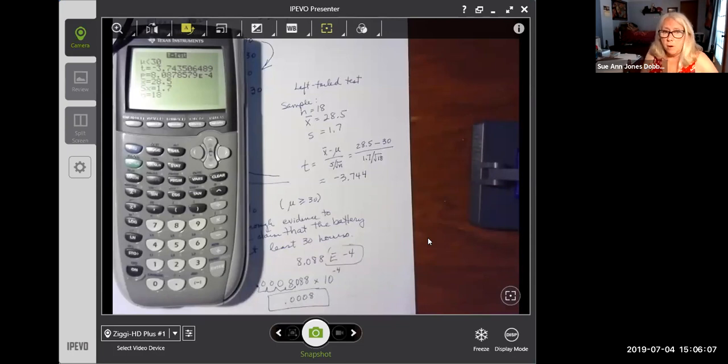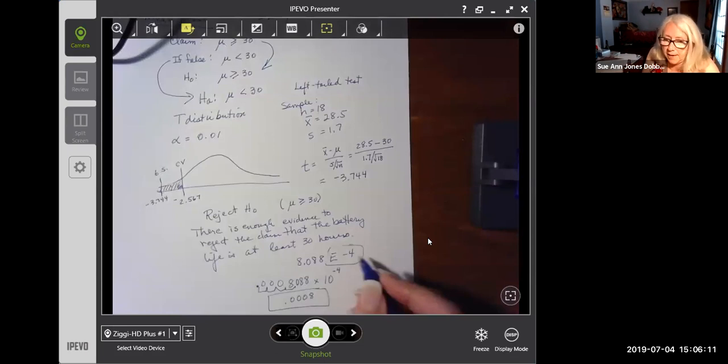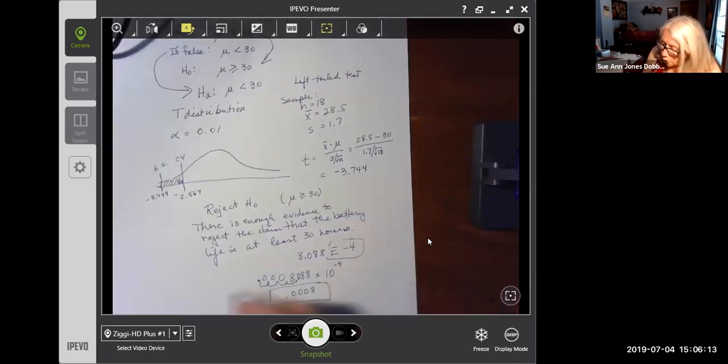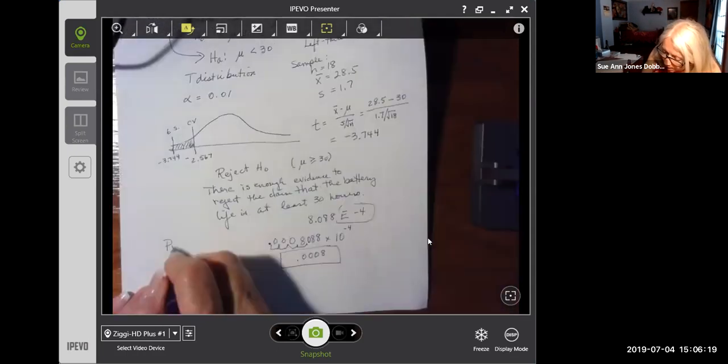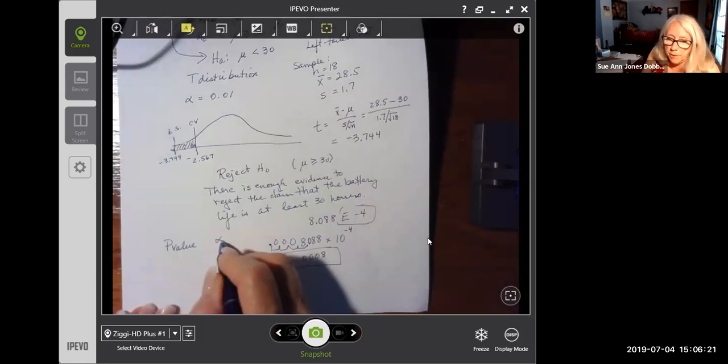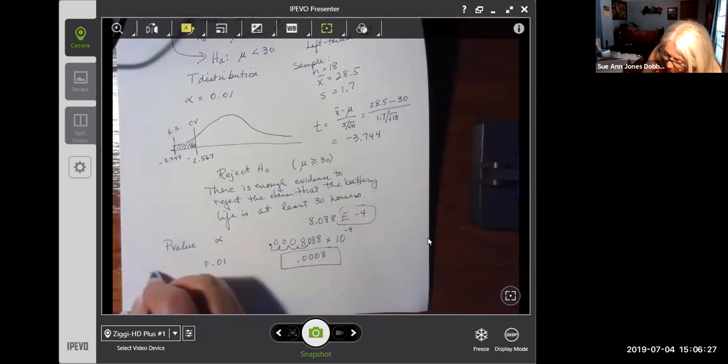Now, when you do it on the calculator like that, you don't really have to look up the critical value. You just compare the p-value with the alpha value. The alpha value here was 0.01. The p-value is 0.0008. This number is much smaller than this number.